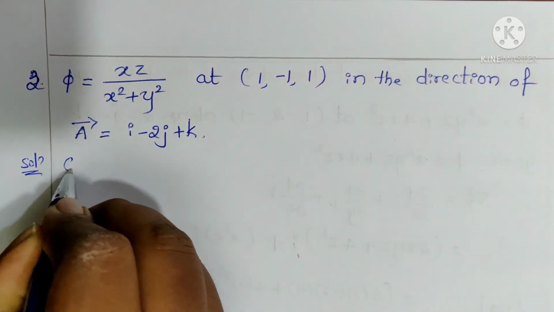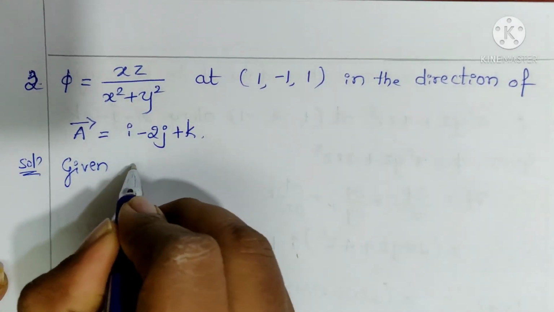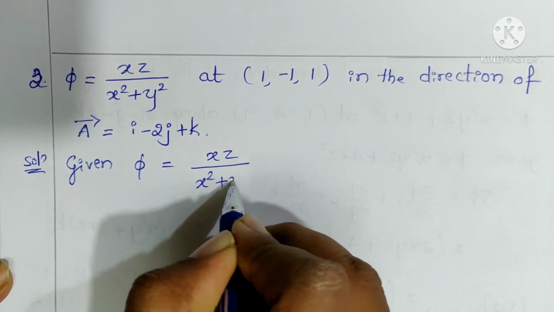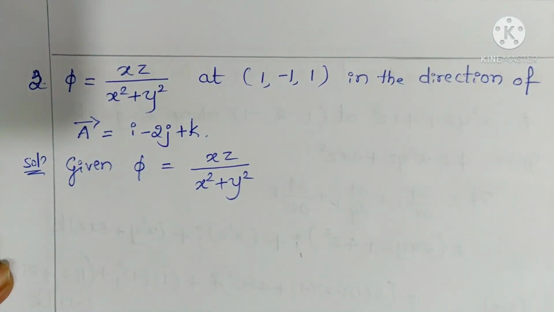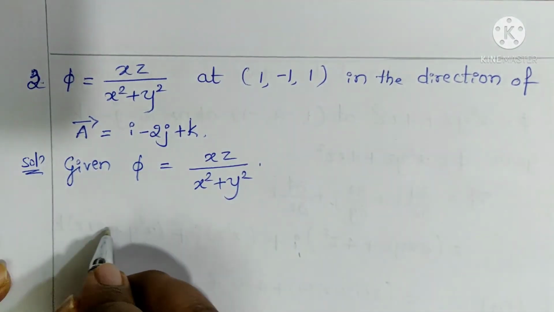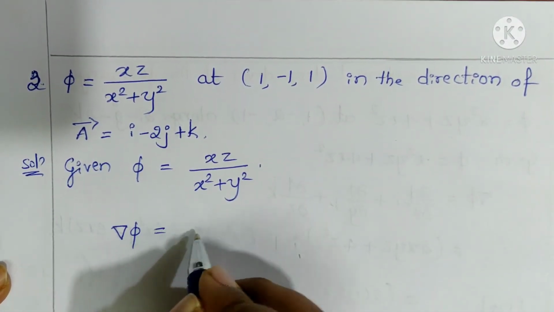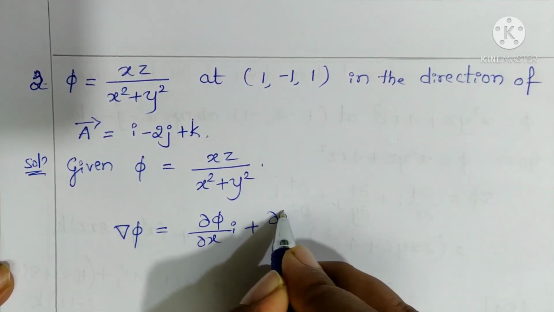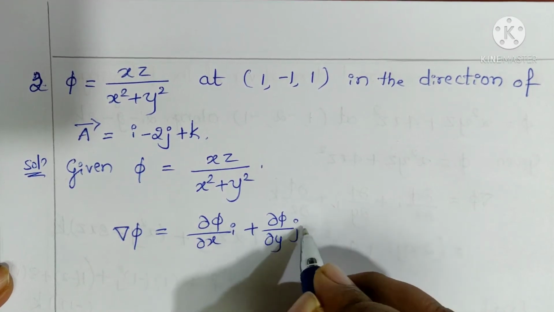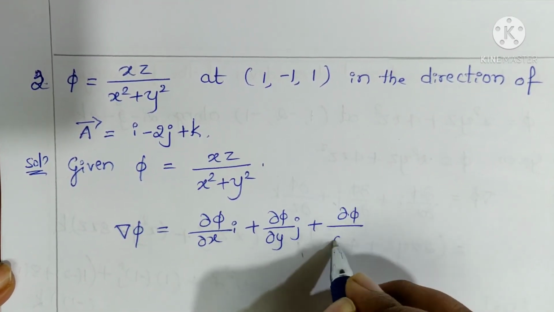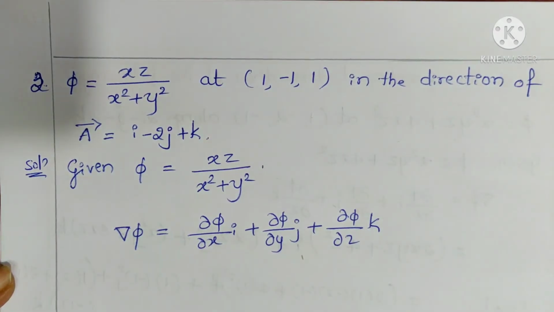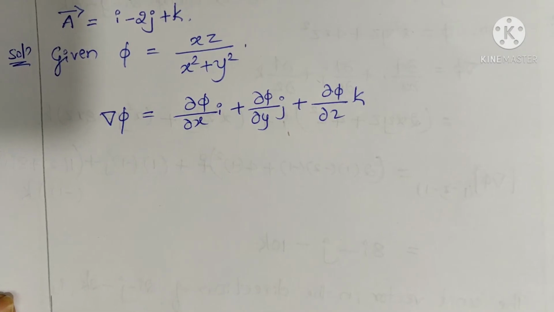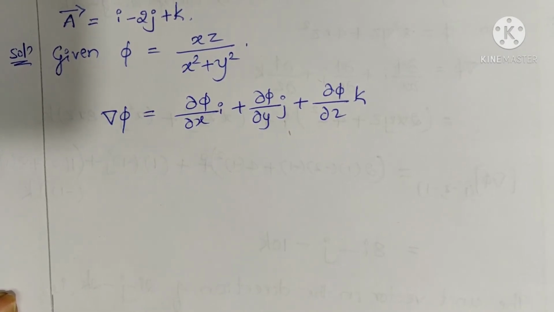So given phi is equal to xz divided by x square plus y square. Then what is del phi? Del phi is dou phi by dou x into I plus dou phi by dou y into j plus dou phi by dou z into k. So now differentiate partially with respect to x, y, z separately and then write the terms.